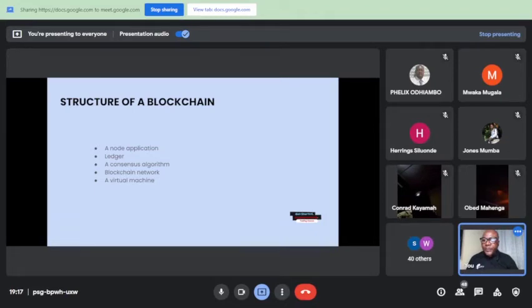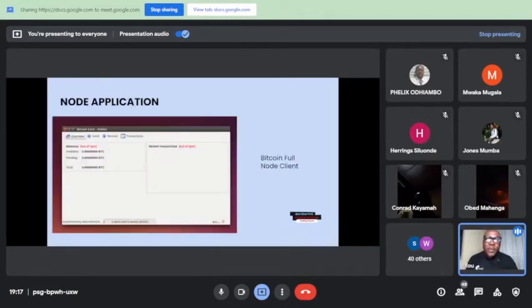So now let's begin with the node application. A node is simply a computer. So let's say if a node wants to take part in a Bitcoin blockchain, it will need to run a software application specific for the Bitcoin blockchain. A node is barely a computer that is participating on that blockchain. So if it wants to participate as a full node, it will need to install a full client application for that blockchain.